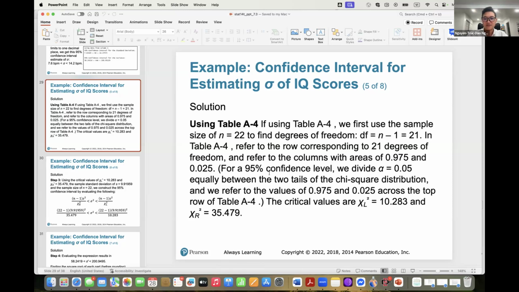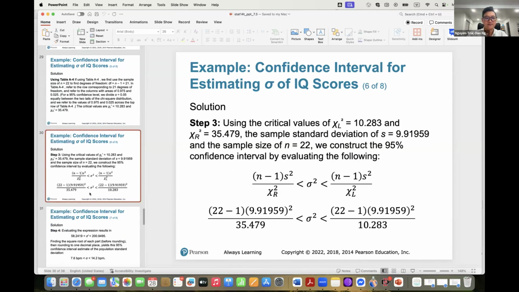And then for a 95% confidence level, we divide alpha equals 0.05 equally between the two tails of the chi-square distribution. And we refer to the values of 0.975 and 0.025 across the top row of table A4. Now the critical values are the chi-square left equals this one and chi-square right equals that one.